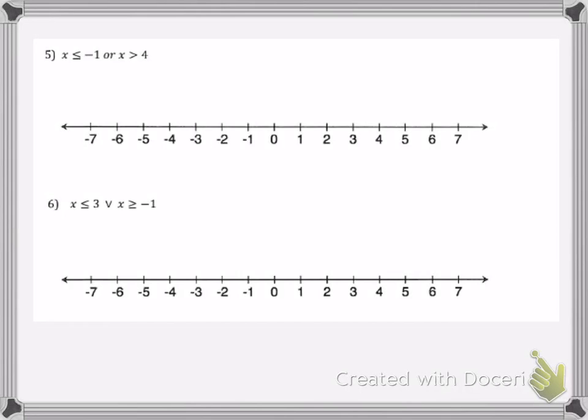So I want you guys to take a look at example 5. It is a disjunction graph, it's an OR, and I want you to try plotting that on your own and then checking with the graph's answer that will pop up after you answer the question. So go ahead and do that for me.